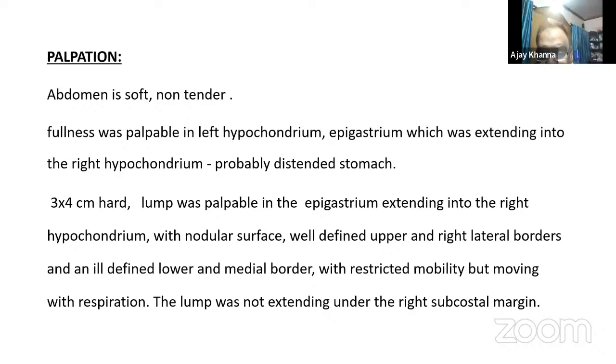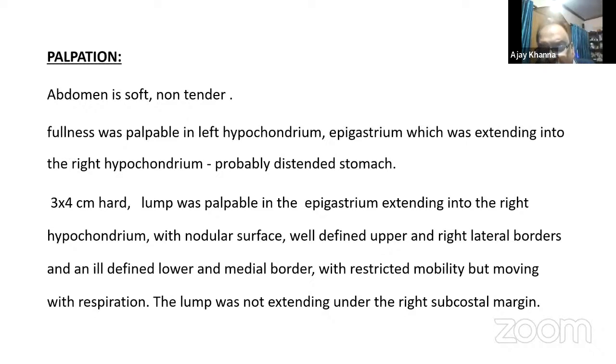What are the other ways you can demonstrate the visible gastric peristalsis? I'm not sure, sir. You can just shake the abdomen of the patient. Okay, by shaking the abdomen of the patient, that can initiate the visible gastric peristalsis.